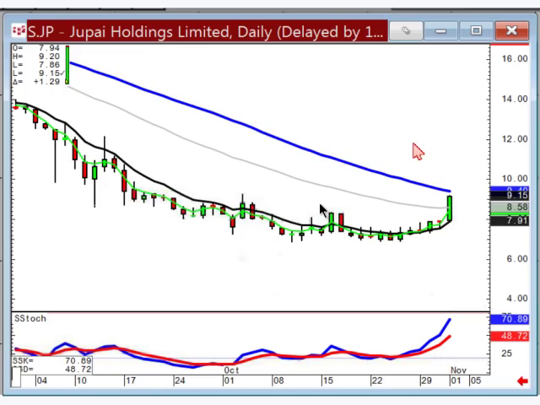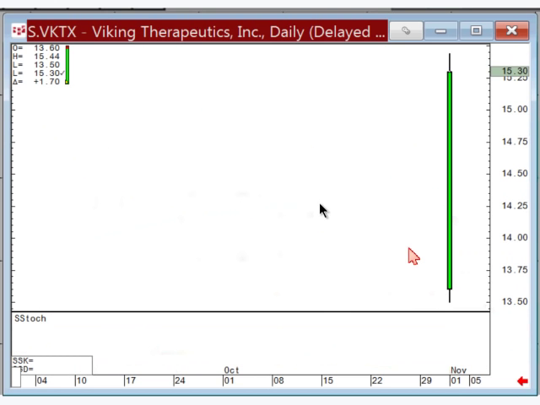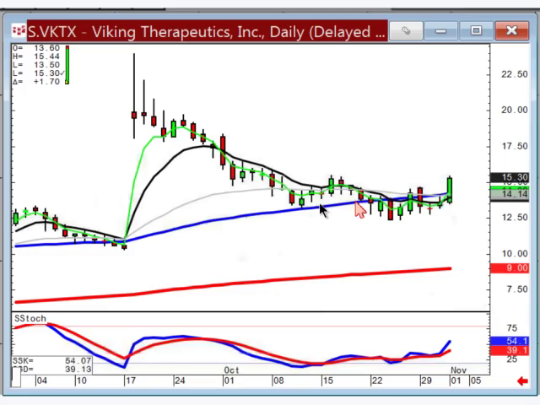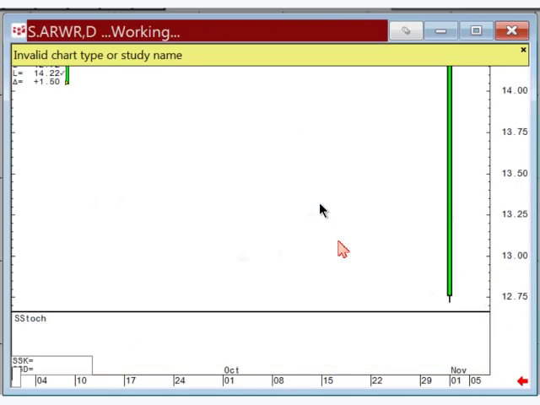Did I do this one? VKTX. And that's a little bit uglier slow curve or a fry pan. And ARWR.